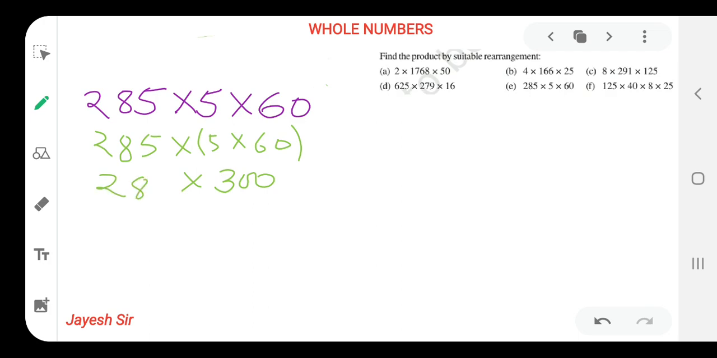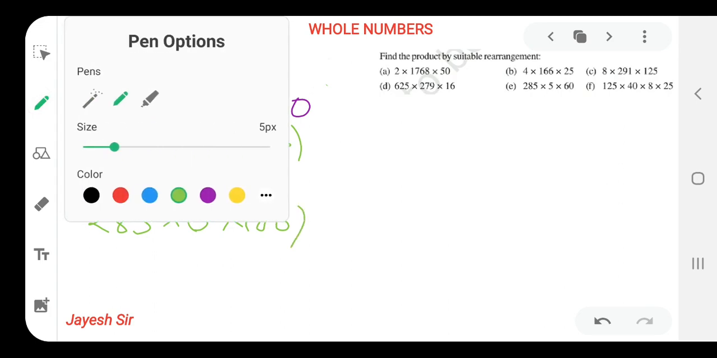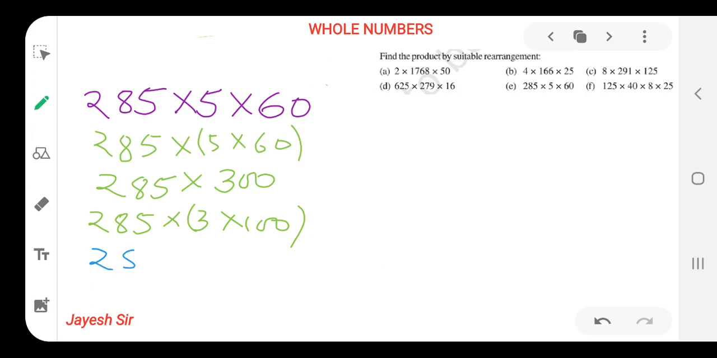Now we are left with 285, but I am facing a problem in multiplying 285 into 300. So let's make the sum easier. I am just expanding it so that I can solve it properly. So 300 can be expanded like this. Yes, friends, 3 into 100. Now, next step, what should we do? But I know how to multiply it with 100.